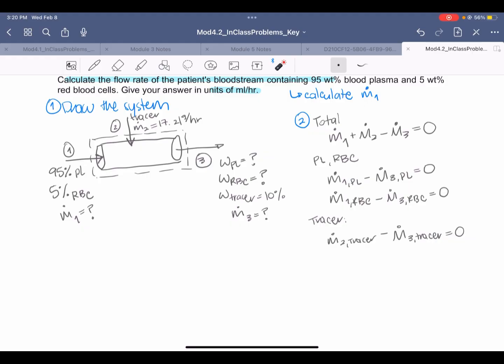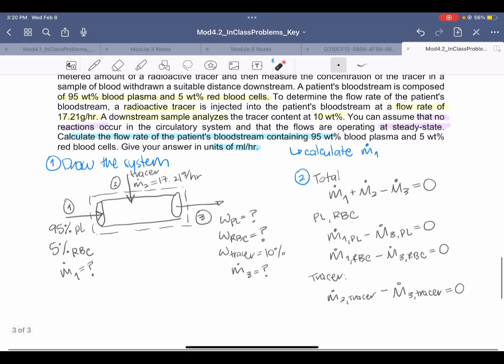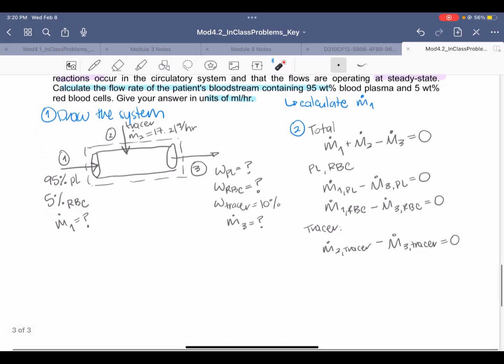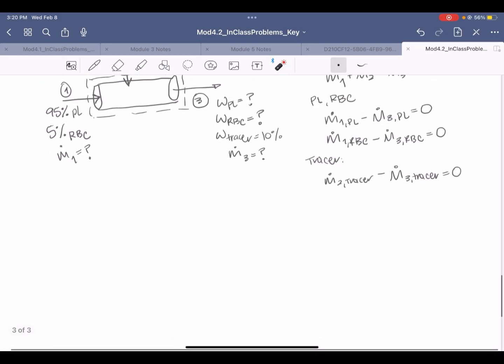Then I'm going to take a look at what I know the most about. For plasma, I barely know anything. All I know is the mass fraction at the beginning. Same for red blood cells. So I can't really do much with either of those. But if I take a look at the tracer, I know a decent amount. I know that 100% of the stuff in stream 2 is the tracer, and I also know the mass fraction of tracer in stream 3. So I can go ahead and use that mass accounting equation, and let's see where that takes me next.